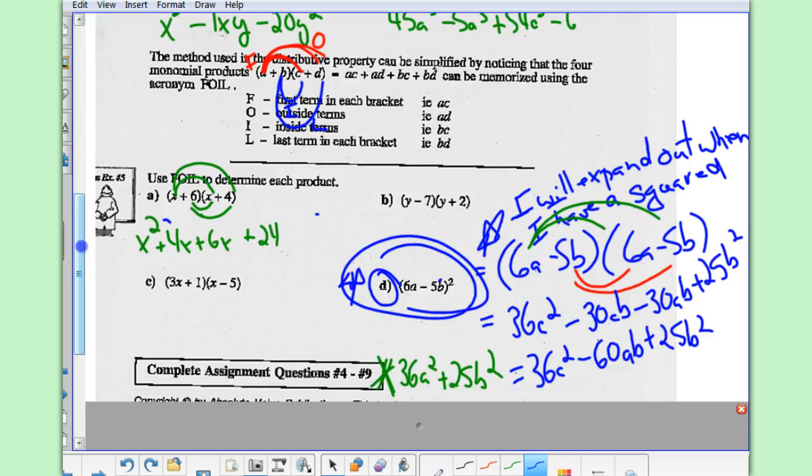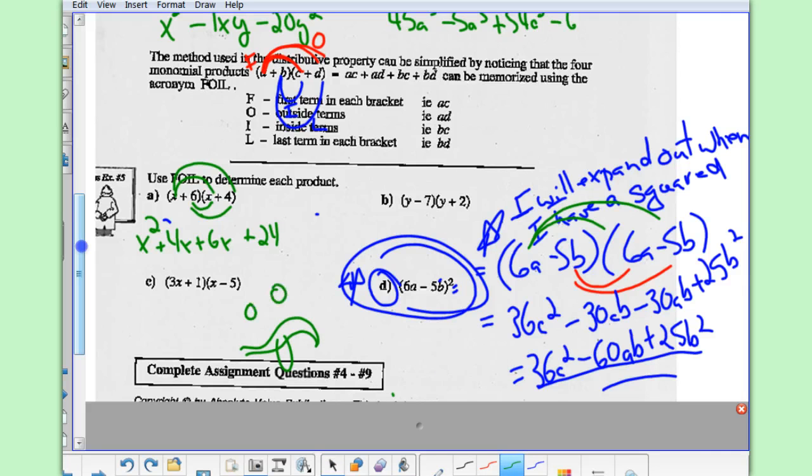In other words, 6a minus 5b squared means you've got 2 of them: 6a minus 5b times 6a minus 5b. And you need to get a trinomial when you have that. The answer, I'm going to put a big sad face, no. The answer is not 36a squared minus 25b squared, or positive 25. Not correct. That is a highly wrong conceptual error.